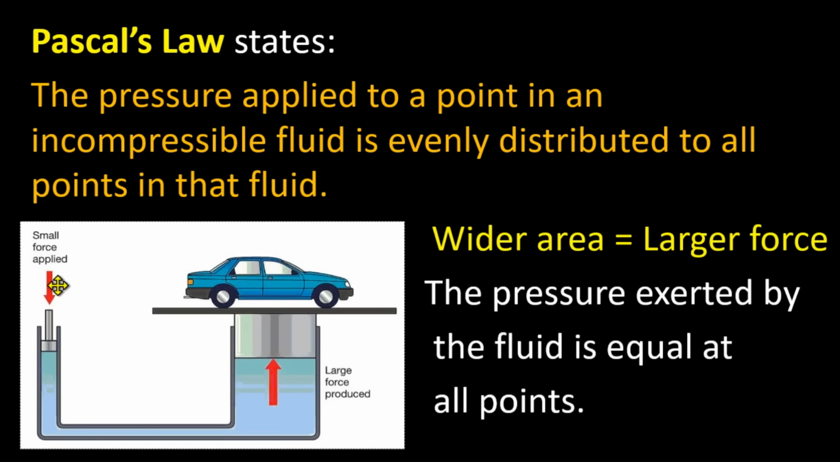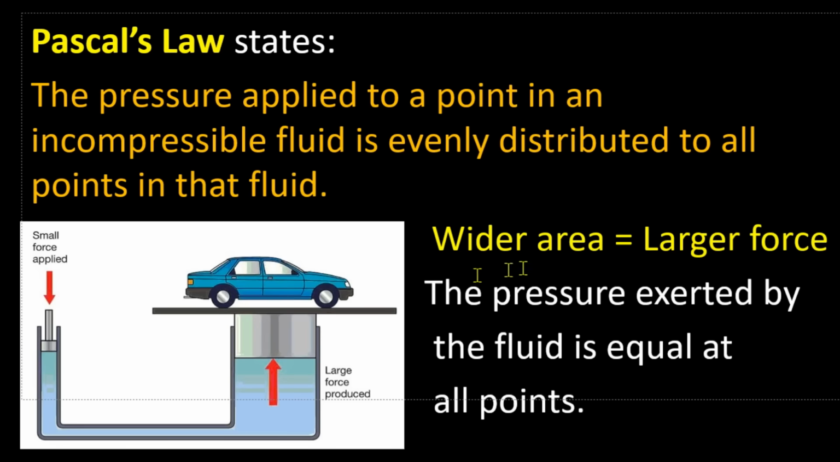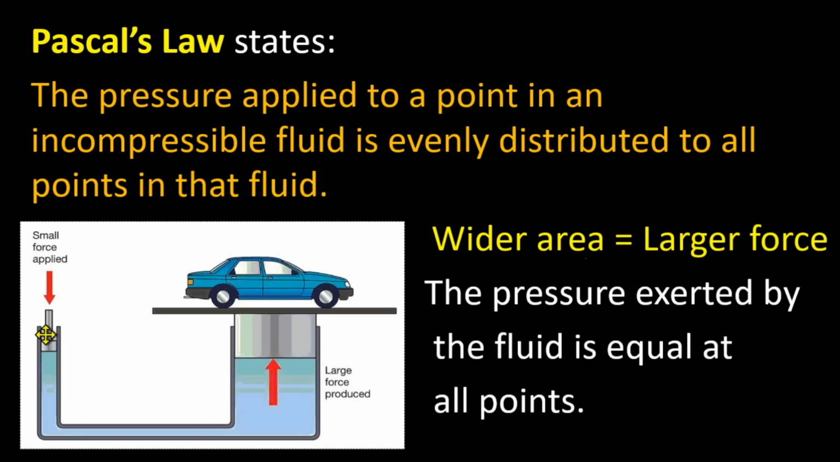So when this piston is pressed down, that is going to exert a pressure on this point, but that pressure is going to be the same throughout the entire fluid once it is incompressible. Now, on the other end, you're going to see that this has a wider surface area to lift the car. A wider area means that a larger force is being applied. The pressure exerted by the fluid is equal at all points. So the pressure applied on the small piston on the left is going to be the same as the pressure on the right, but the force is going to be a lot more.